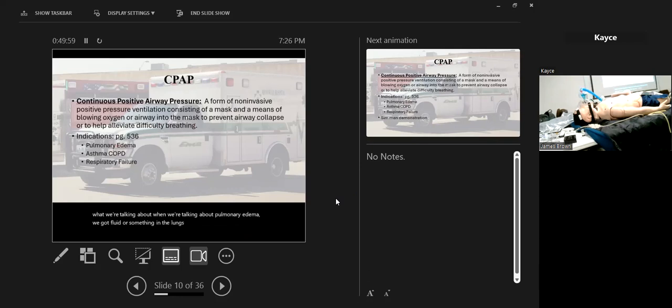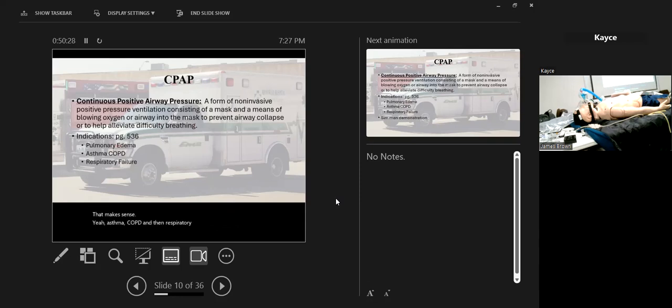So what happens when we're using CPAP is it's actually pushing that fluid out of the lungs into the interstitial space. We also use this in drowning victims and pneumonia victims to try and push that fluid out of the lungs. Does that make sense? Asthma, COPD, and then respiratory failure.